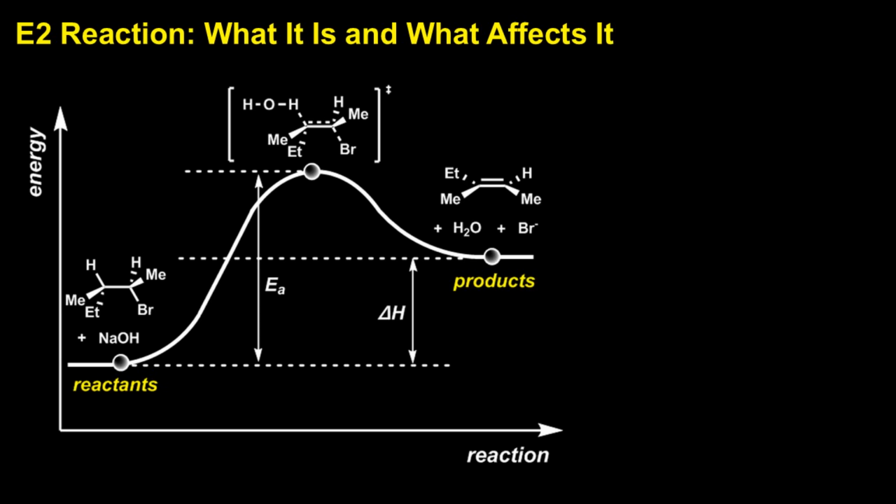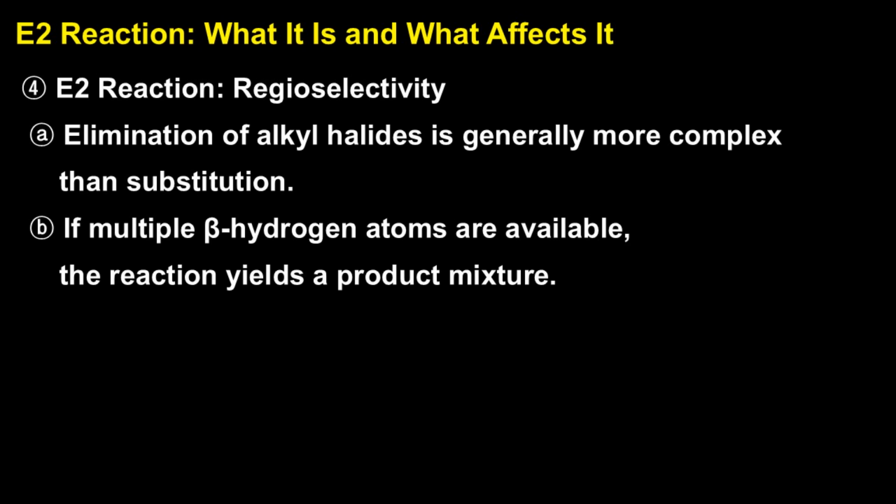With the mechanism and energy profile clear, let's move on to regioselectivity in E2 reactions. Here's where things get really interesting. Elimination reactions, especially those involving alkyl halides, tend to be more complex than substitutions. Why? Because elimination can occur in multiple ways, leading to several possible products. That's what makes them fascinating, and, honestly, a little tricky to predict.